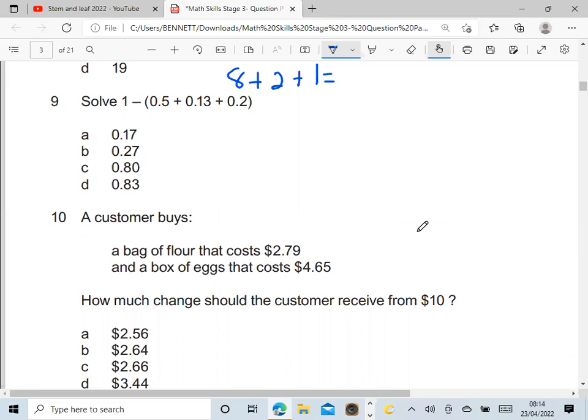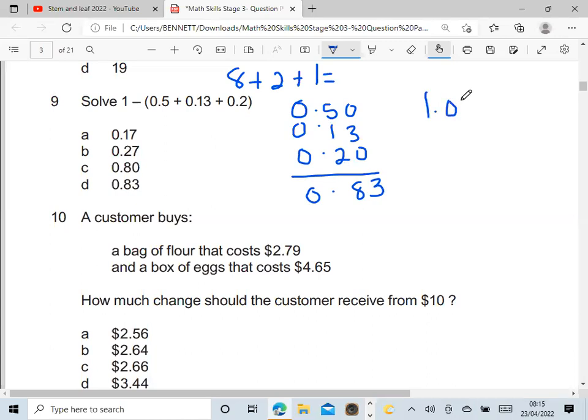All right, guys, let's go. So what we have to do is work out the bracket first, right? So we have to add 0.5 plus 0.13 plus 0.2. And then add this. This will give us 3, right? 2 plus 1, that is 3. 3 plus 5, 8. So the total is 0.83. But think about it now. We're going to subtract this from 1. So even though you added it and you get 0.83, that's not the answer. We're going to subtract this now.